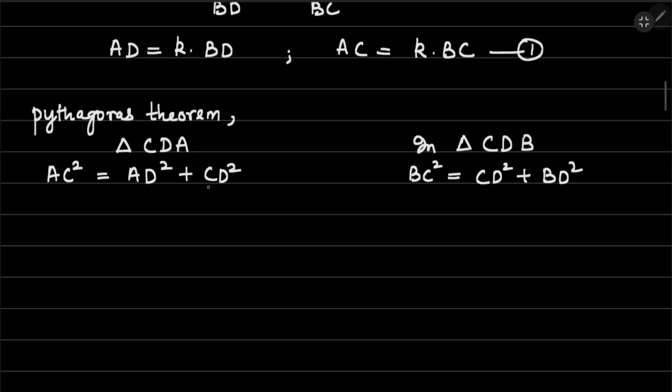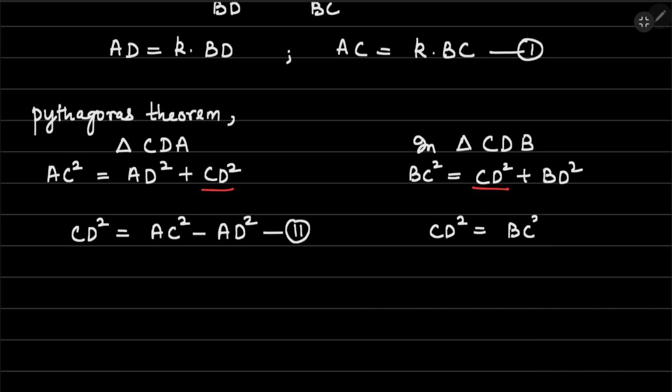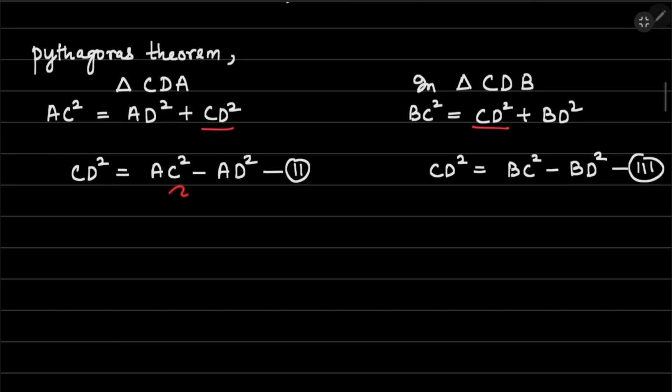Okay. Now, if you see, CD square is common in both. So let us write CD square is equal to AC square minus AD square. Right? So let it be equation 2. Here, CD square will be equal to BC square minus BD square. So let it be equation 3. Okay. So from 1 and 3, both these expressions are equal to CD square.